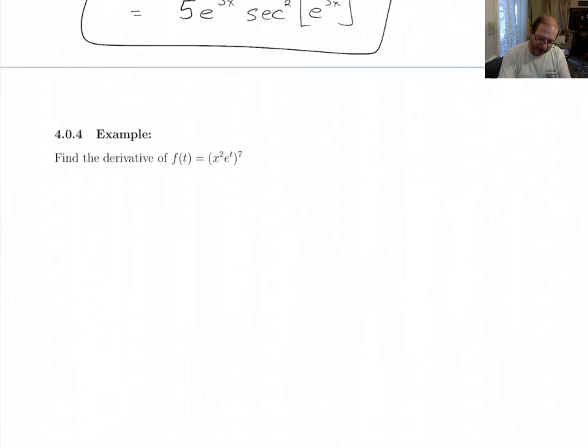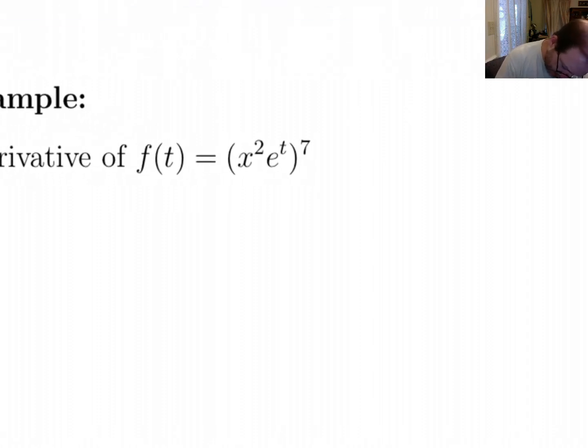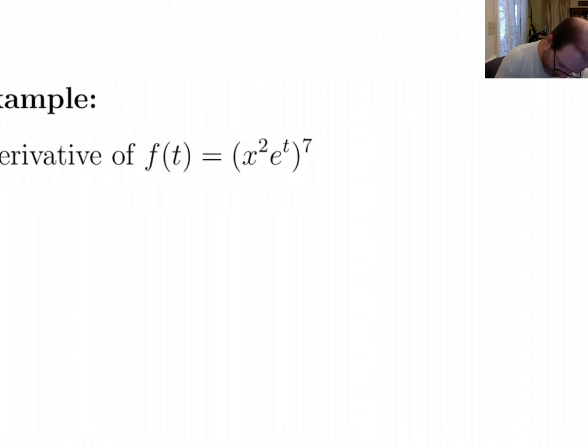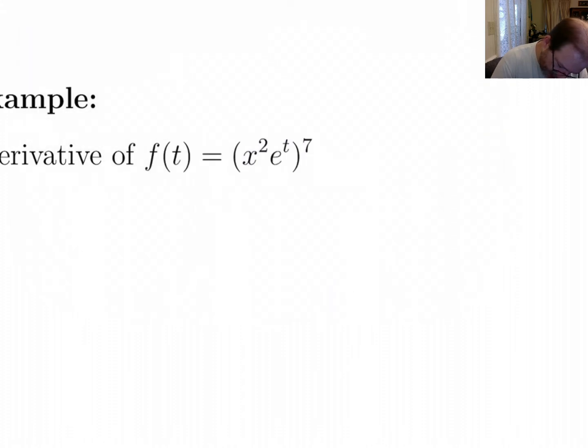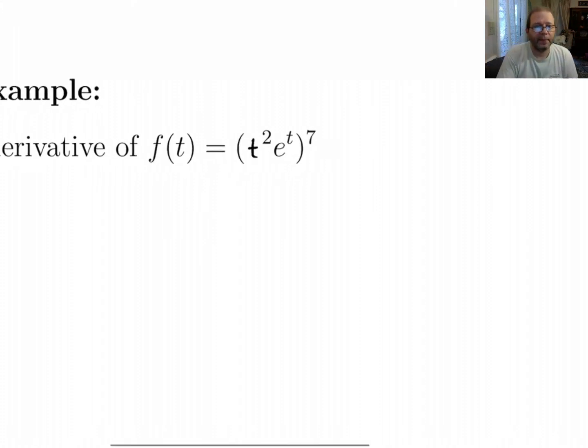Okay, what about this one? Find the derivative of this thing. This is actually badly written. Let me adjust it, because this is f of t, and then we've got an x and a t over here. I'm going to change that x to a t. That's just a typo.